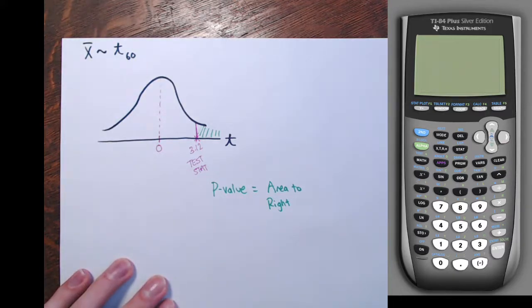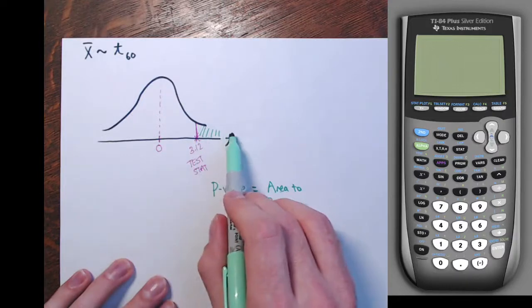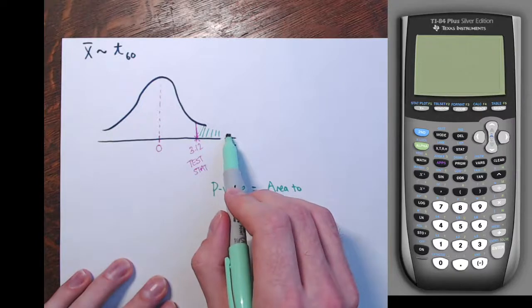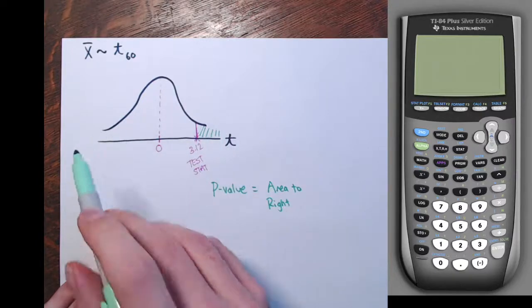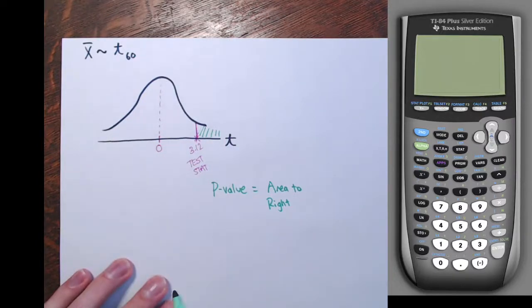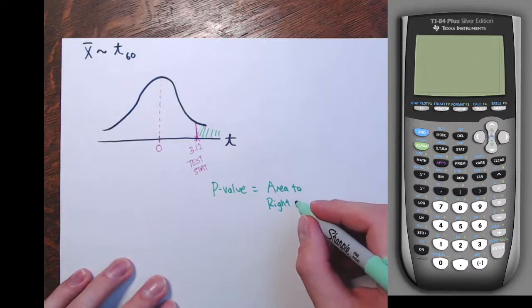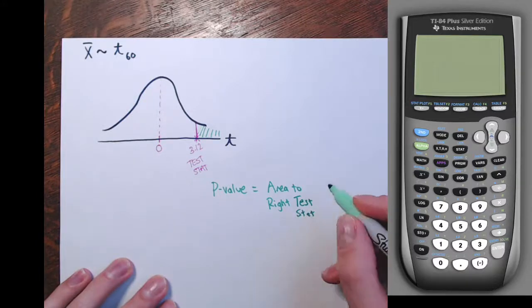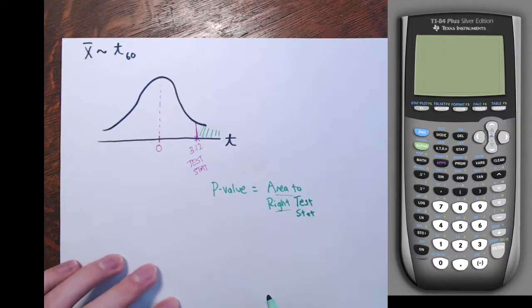And if it's a two-tailed test, it's the area to the right of the positive one and to the left of the negative one. Or you could say the area to the right of the positive one doubled, or the area to the left of the negative one doubled, or however you want to say that for a two-tailed test. But this is only a right-tailed test, so it's the area to the right of the test statistic.